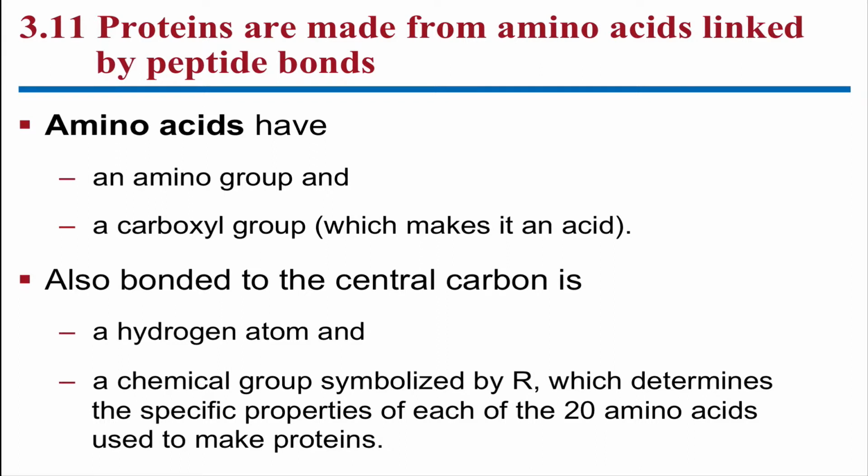So amino acids, they're made up of an amino group. Now again, these amino acids are the building blocks of proteins, and they're made up of an amino group and also a carboxyl group, which makes it an acid. And in addition to these two, both the amino group and the carboxyl group are bonded to a central carbon. In addition to the central carbon, we have what's called a chemical group, which is symbolized by R. And also there's a hydrogen atom that's bonded to the central carbon.